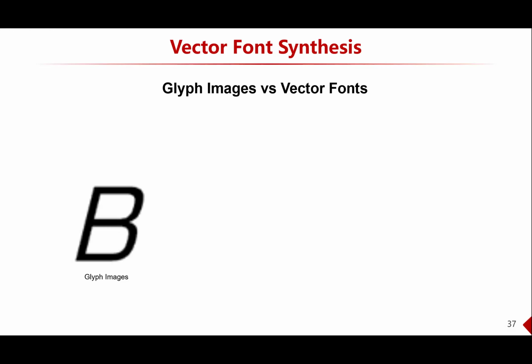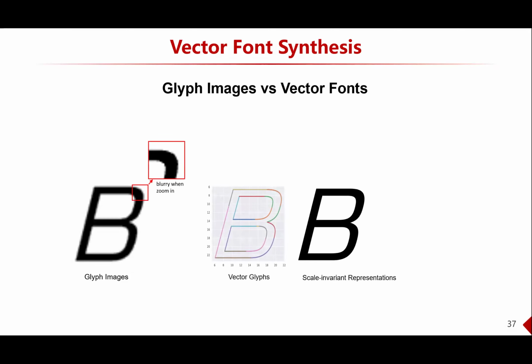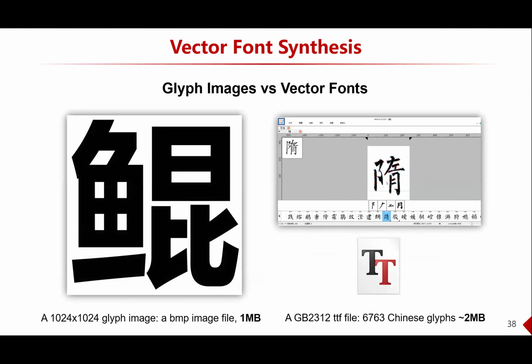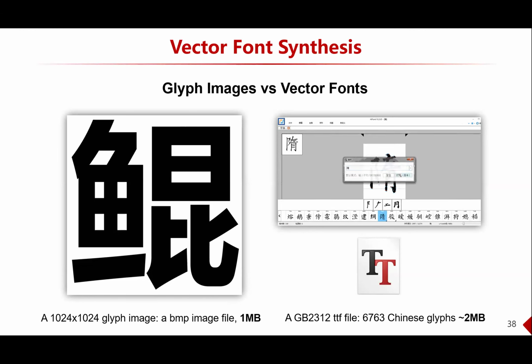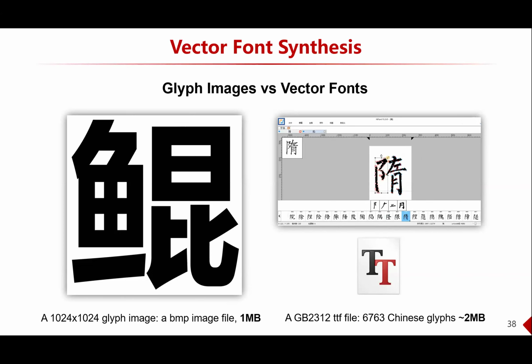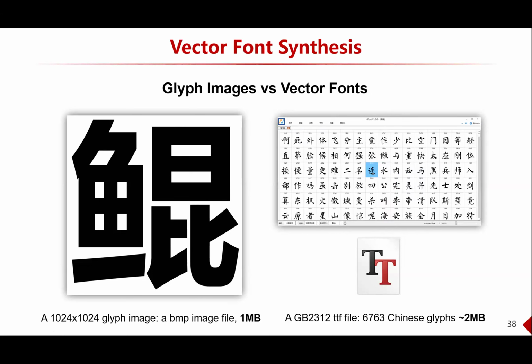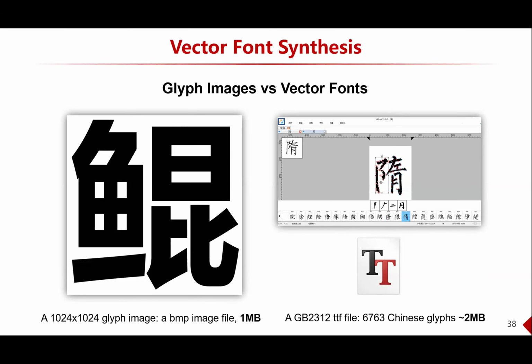But as we can see, the details become blurry. When we zoom in, we can see many details are blurry. So our aim is to directly synthesize vector fonts, which have scale-invariant representations. That is, if you zoom in, you can always see sharp details. Also, vector glyphs have significantly lower storage requirements compared to glyph images. A Chinese font library, maybe containing 7,000 characters, only takes 2 megabytes. If you store 1K by 1K glyph images as BMP files, it will occupy like 1 MB.